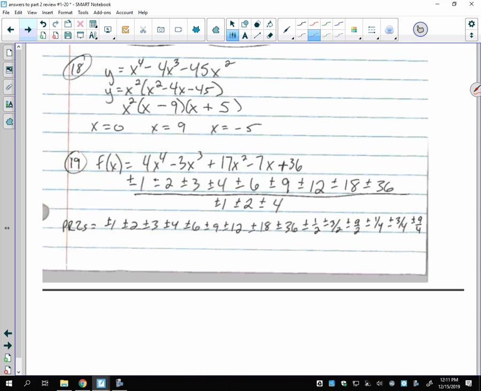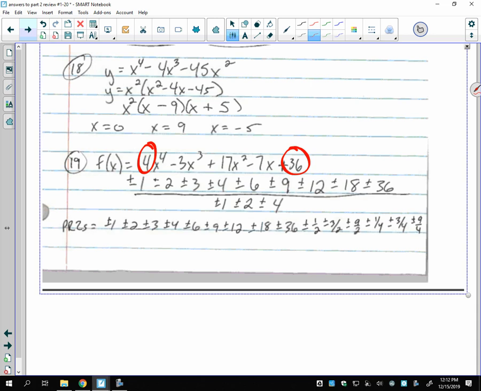And then 19 asks for PRZs. It just asks you to list them. Thank goodness, because I wouldn't want to find them on this one. But remember that PRZs are factors of the constant. So 36 has a ton of factors. So that's all my factors of 36 divided by factors of the leading coefficient, which in this case is 4. And then you had to work out all the options. If you have questions on where I'm getting all of those, I just took everything over 1, everything over 2, and everything over 4. There's a lot of repeats, so I didn't repeat anything. But if you have questions on how I got those, please ask me.